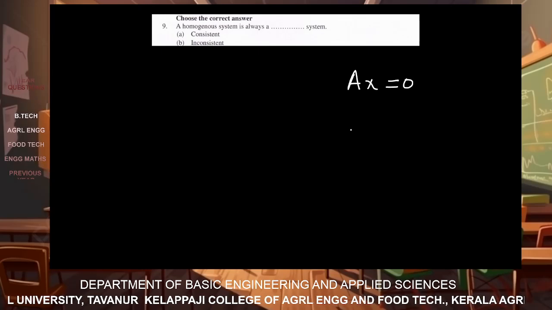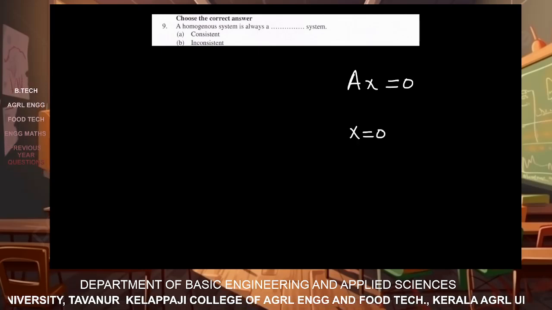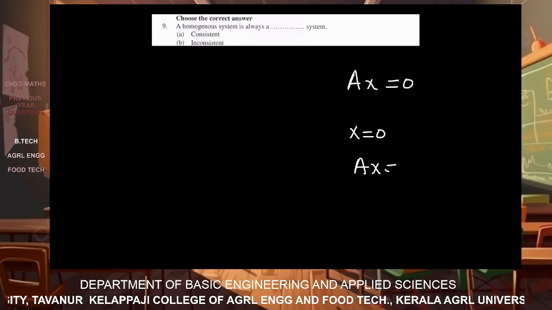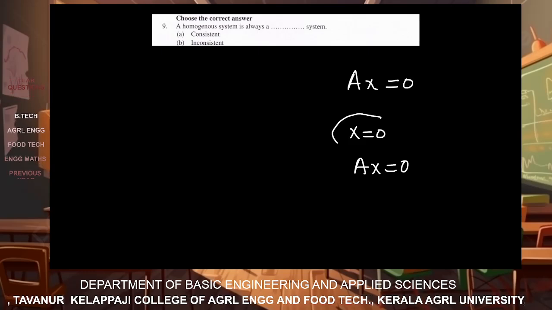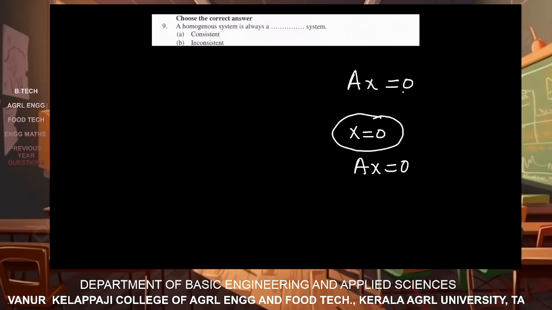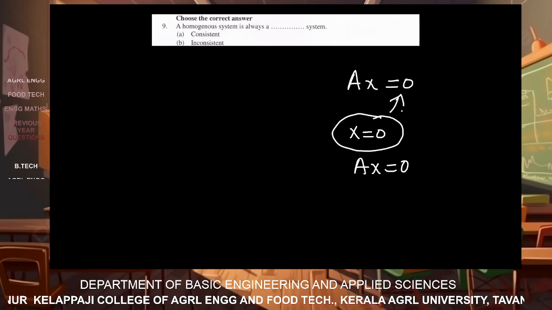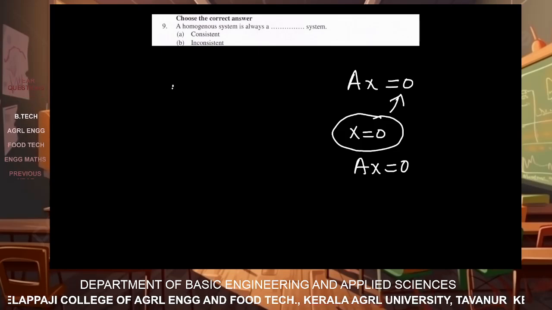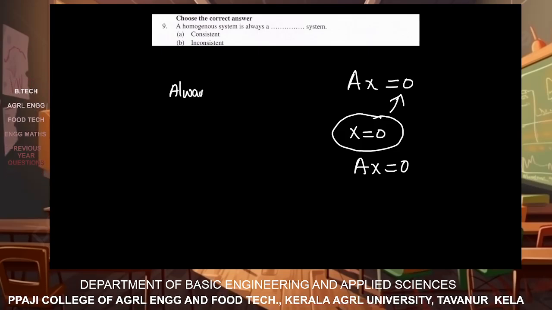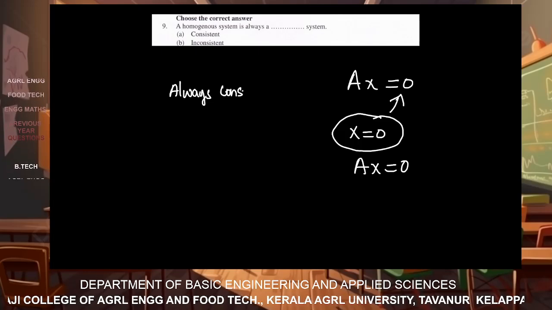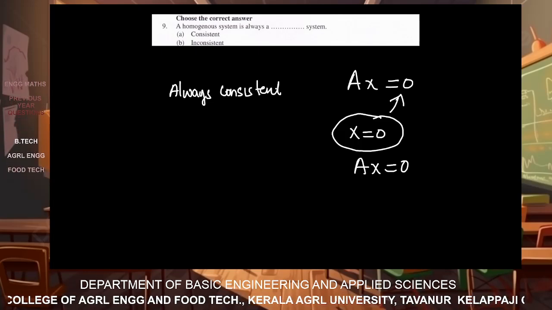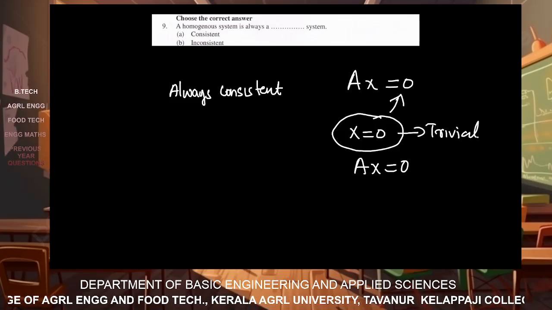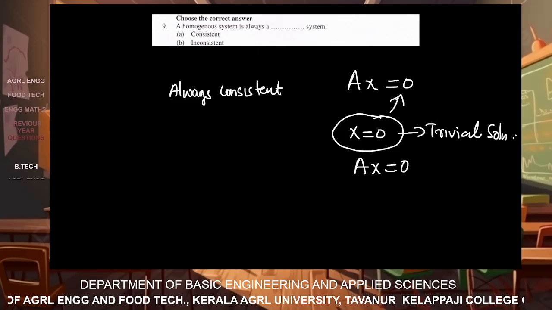And note that if x itself equals 0, then Ax is always equal to 0. So x equal to 0 is always a solution of Ax equal to 0. So a homogeneous system of equations is always consistent. That means there is at least one solution, that is x equal to 0, normally known as the trivial solution.